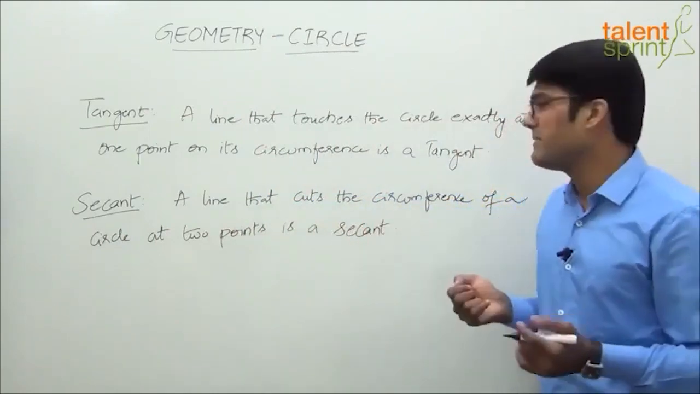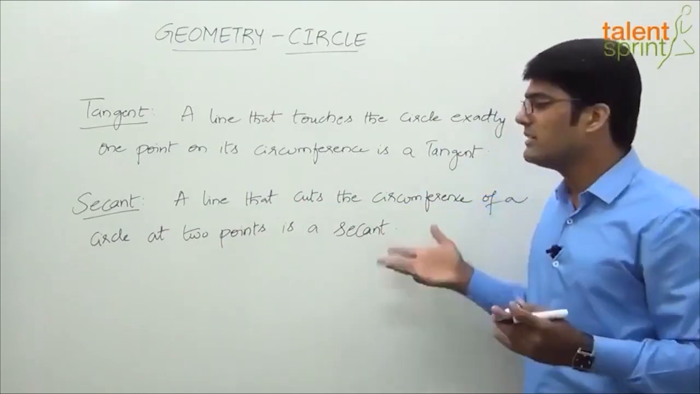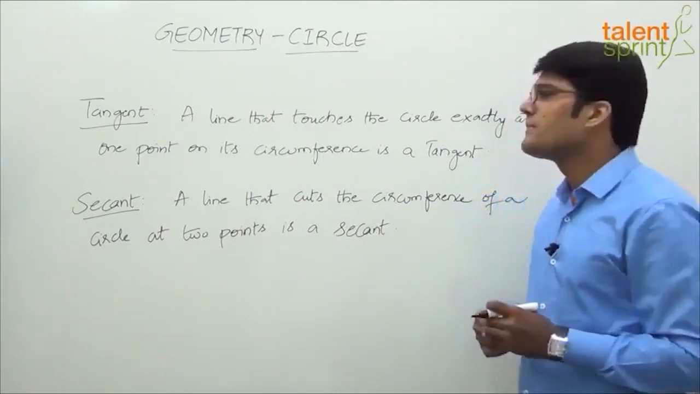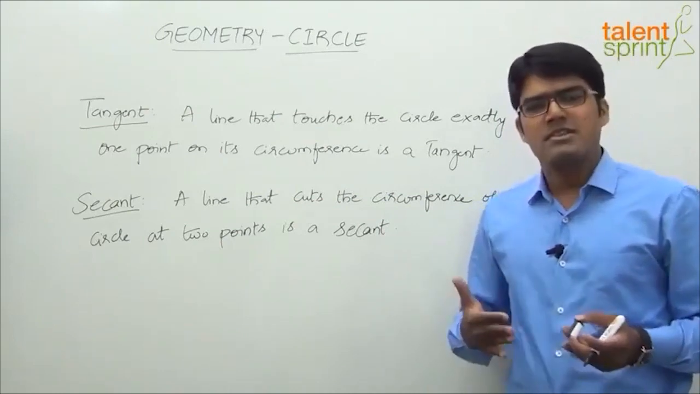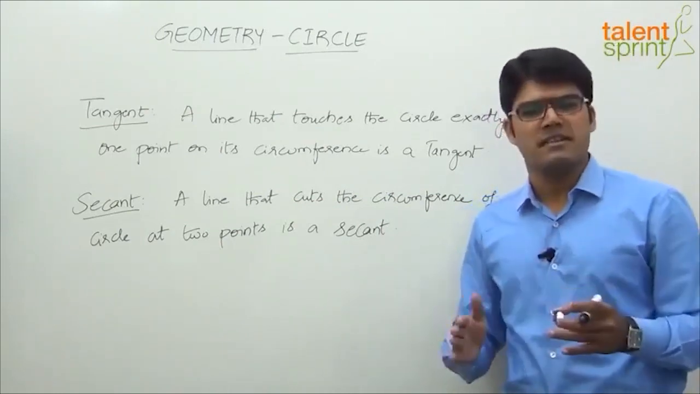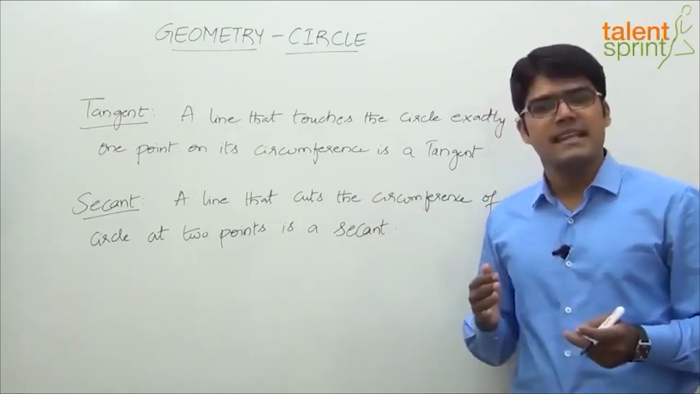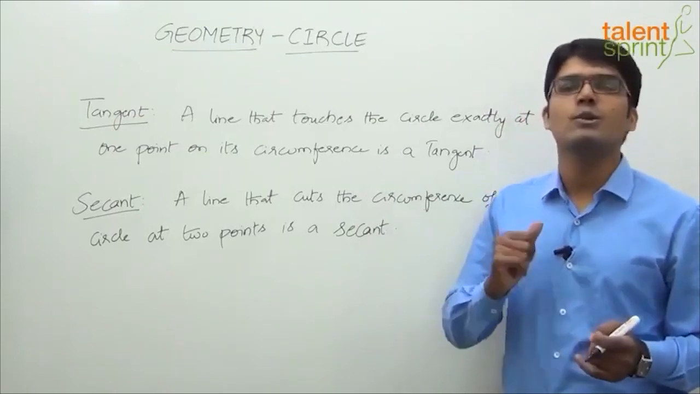See, these basic definitions are not required. If you understand the concept, that is more than enough. You need not learn the definition by heart. So a tangent, like I've mentioned, is a line that touches the circle exactly at one point, any point on its circumference, but it should touch only at one point. And a secant is a line that cuts the circumference of a circle at 2 points.